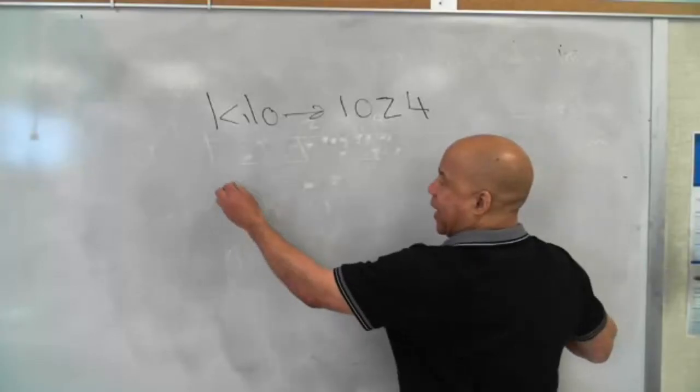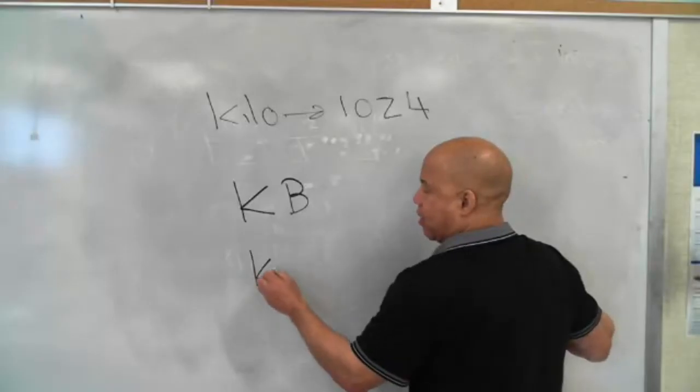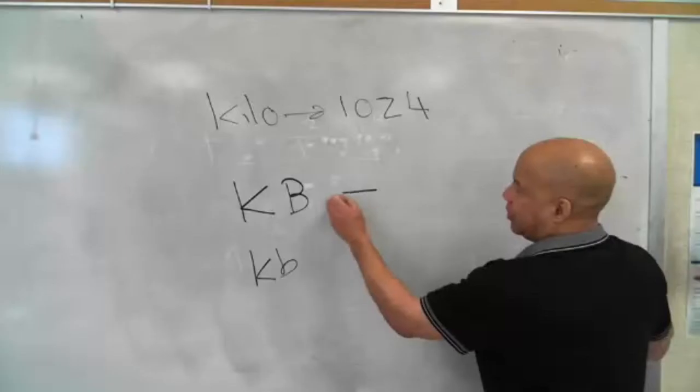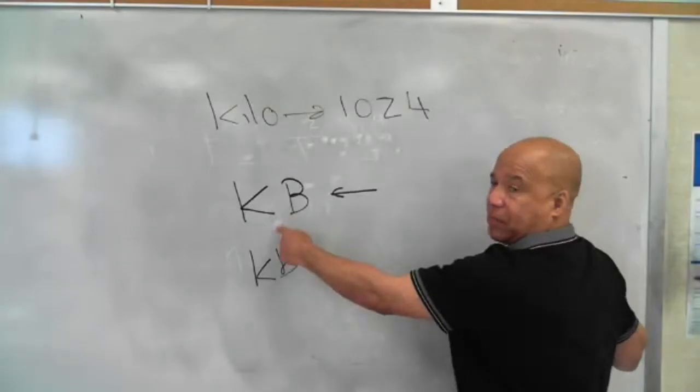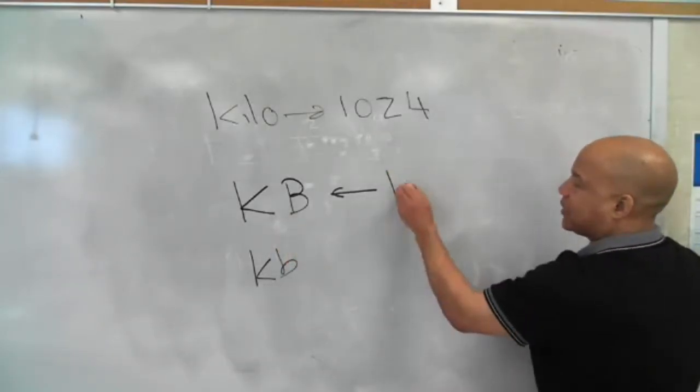But then you're going to have a K with a capital B. You're going to have a K with a lowercase b. Okay, so this one, uppercase B, is the one that most of the time, when we talk about KB, we're talking about the big B. This top one is kilobytes.